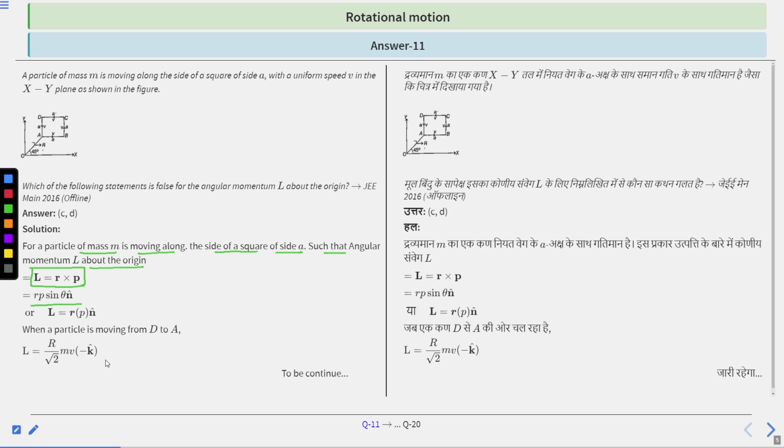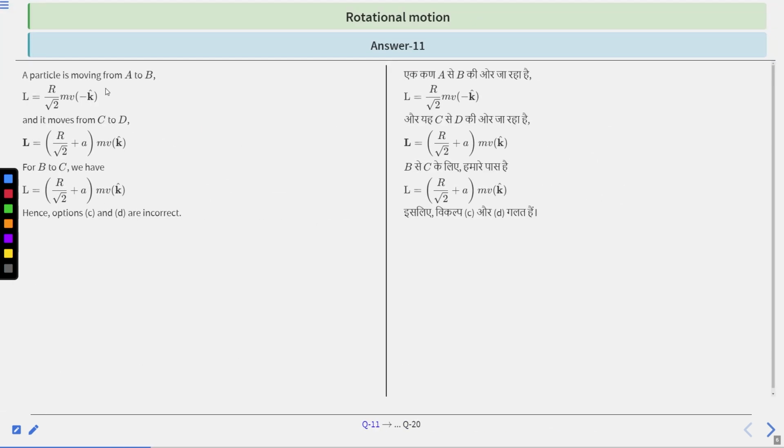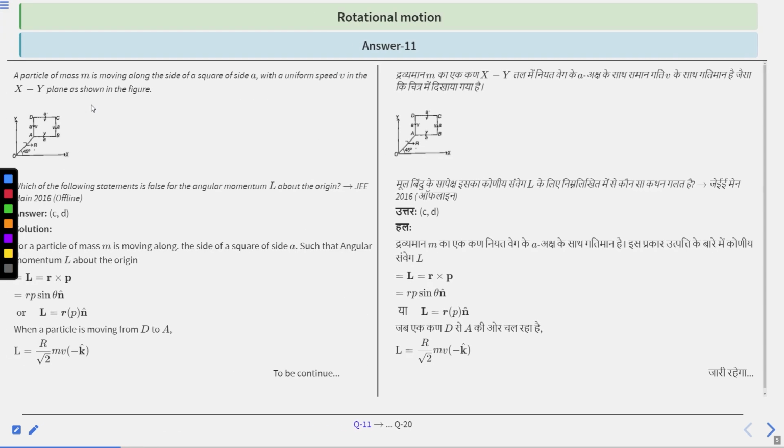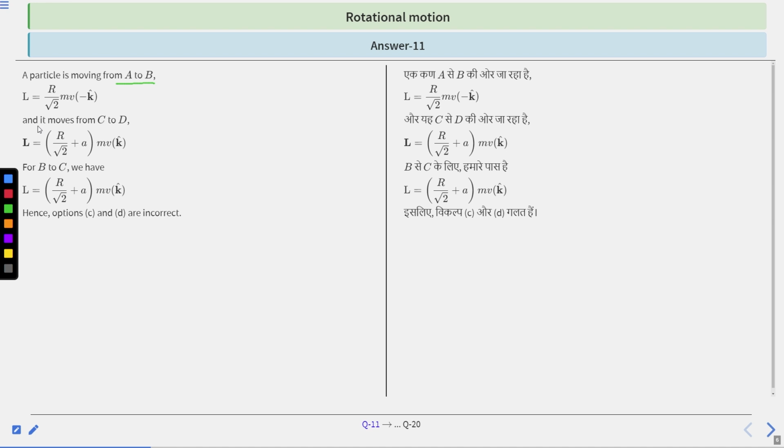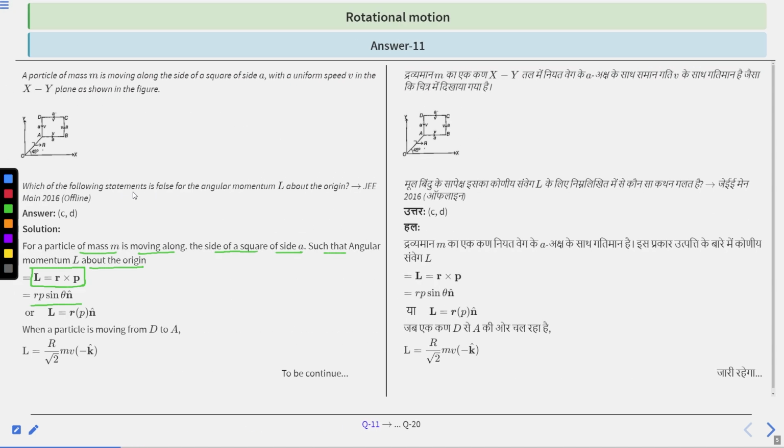Clear? When the particle is moving from A to B, L equal to R divided by root 2 mv minus k cap. Similarly, when the particle moves from C to D, L equal to R divided by root 2 plus A mv k cap. And for B to C, we have L equal to R divided by root 2 plus A mv k cap. Clear? So these are the angular momenta L about the origin.